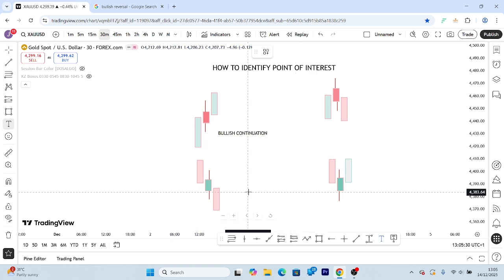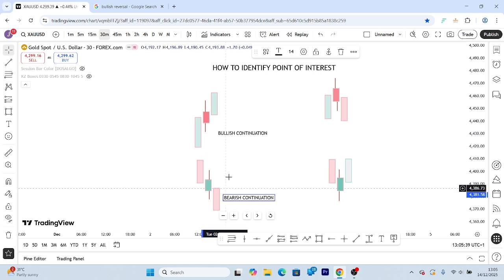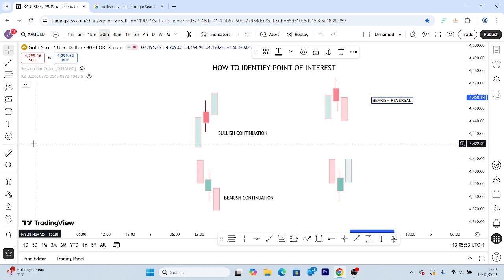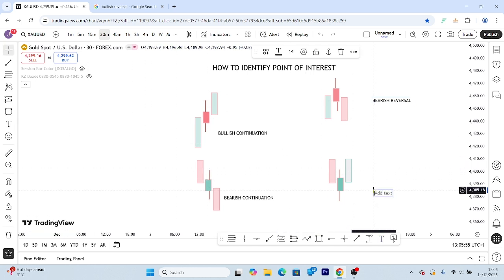Then the second one is going to be the bearish continuation point of interest. Then the third one is going to be the bearish reversal point of interest. And the last one is going to be the bullish reversal point of interest.